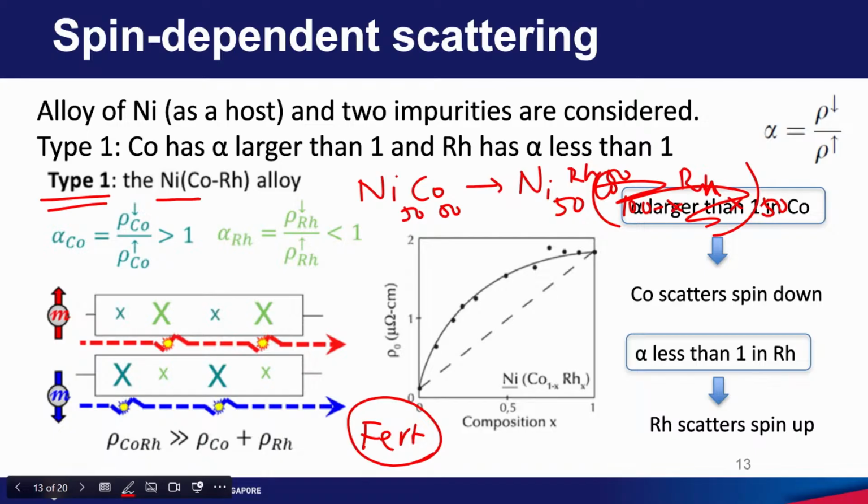So, in this graph, if you look at this one, so here is nickel 50, cobalt 50. When you go this side, it is nickel 50, rhodium 50, and in between you have a mixture of both cobalt and rhodium. Okay. So, that is the x axis of this picture, and in the y axis you have the resistance of this material.